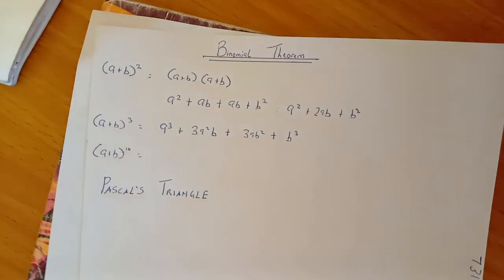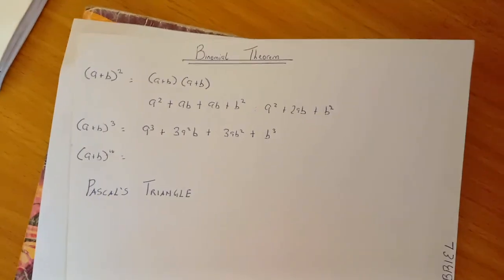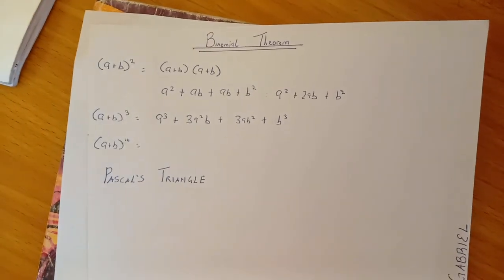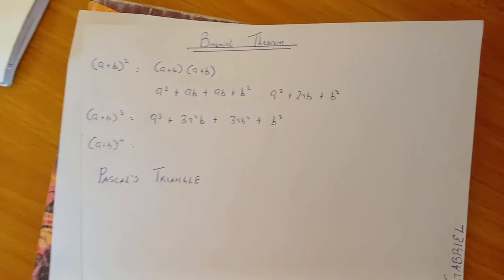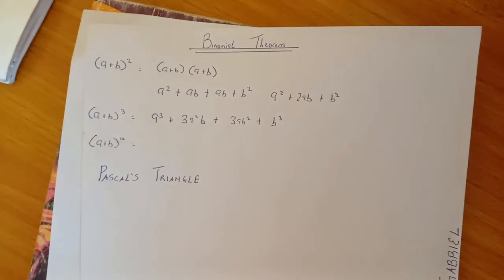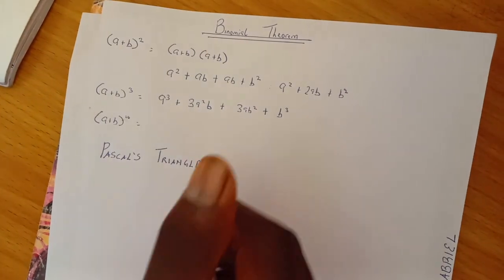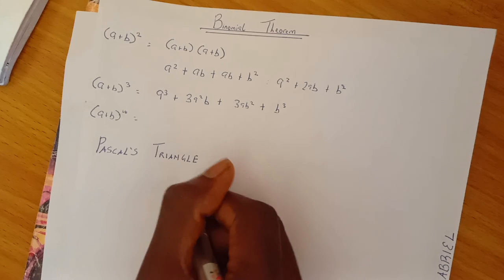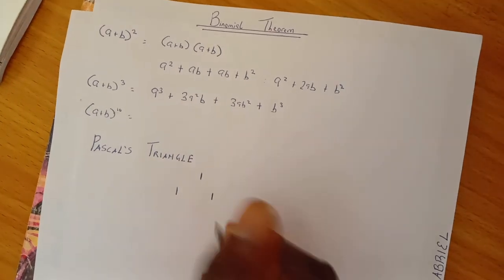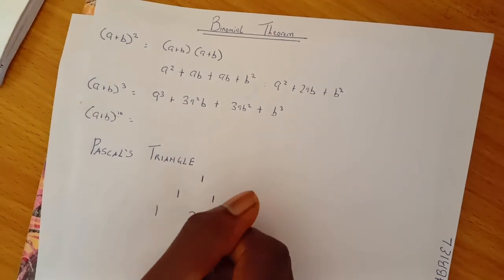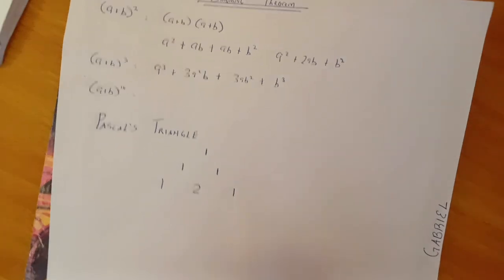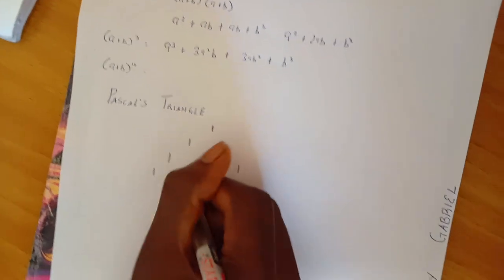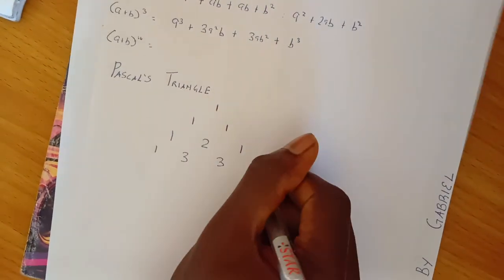Pascal's triangle, from the name, was invented by a man, Blaise Pascal. Blaise Pascal was a French mathematician. So what does the triangle entail? For example, we have 1, then 1 1, then 1 2 1, and then 1 3 3 1.